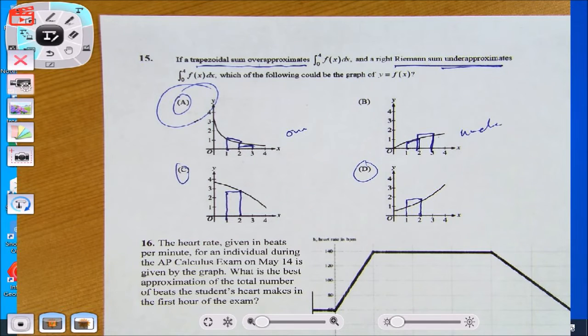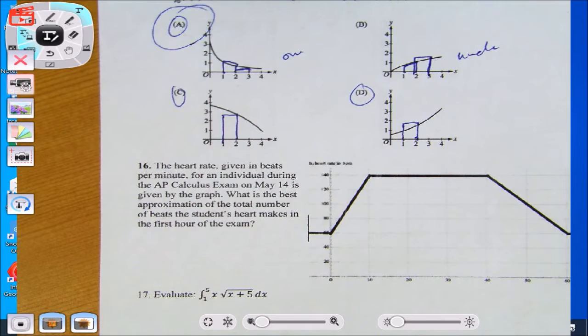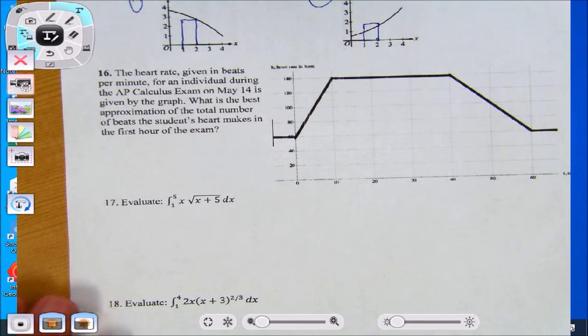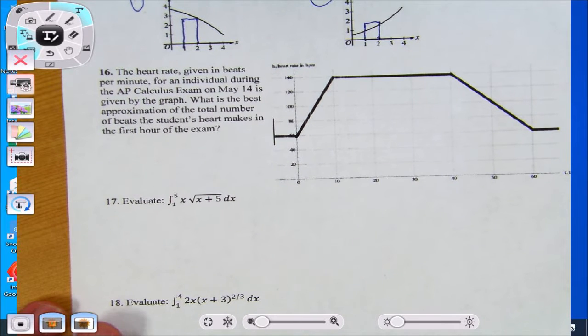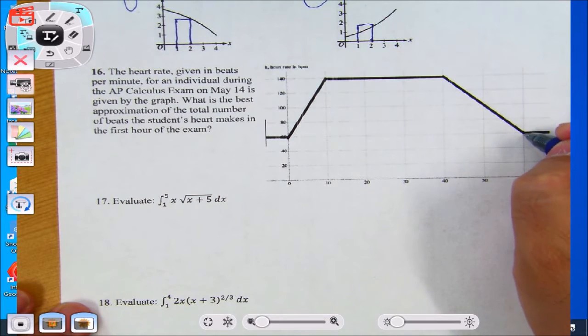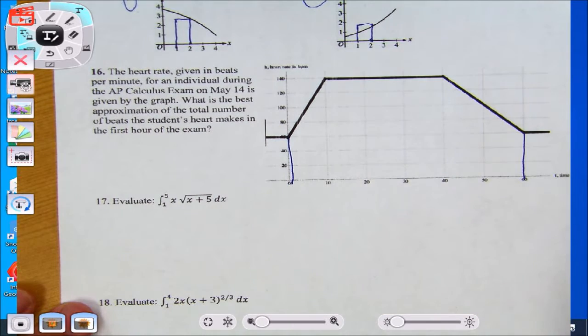Alright, ready to go on? 16. The heart rate given in beats per minute for an individual taking the AP calculus exam is given by the graph. What is the best approximation of the total number of beats the student's heart makes in the first hour of the exam? I got 7,200. Does that sound right? Anybody do that problem?